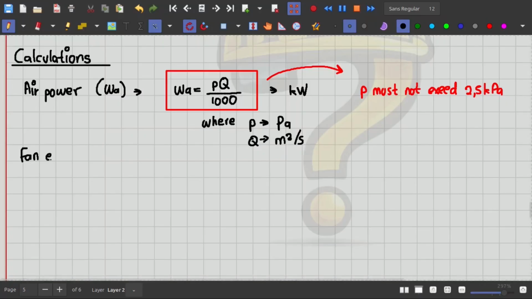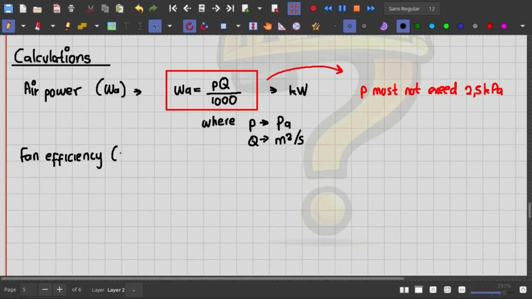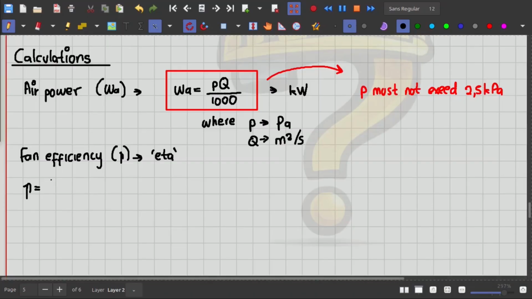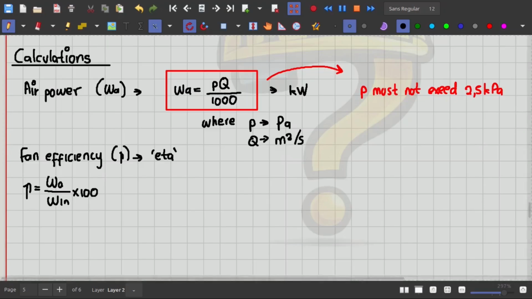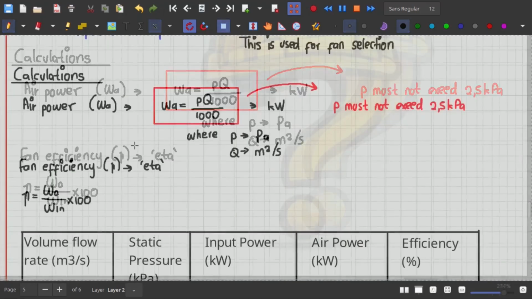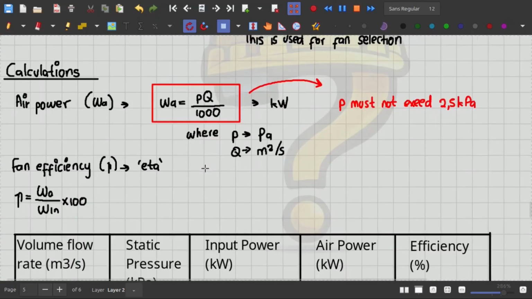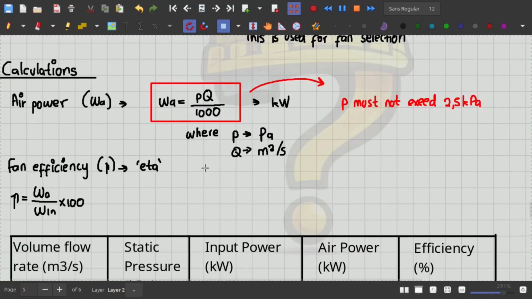If it does exceed that, then you need to look at the compressibility of air, which is something else. Secondly, we look at the fan efficiency. The fan efficiency is written by the symbol eta. It's a Greek letter, written as ETA but pronounced as "ata". So eta fan is equal to WA over P input, the input power, times 100. These are the equations that we'll be using to calculate. With this information we have enough for the first part of our question.